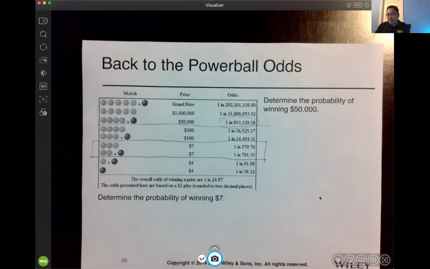Okay. All right. I also want to show you another example from your textbook, and see if you can figure out the correct number. All right. And we can also calculate the probability. Okay.